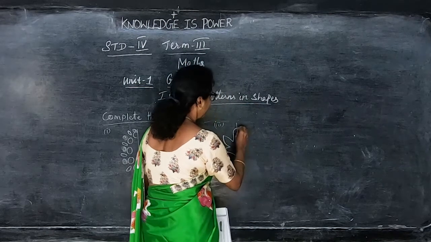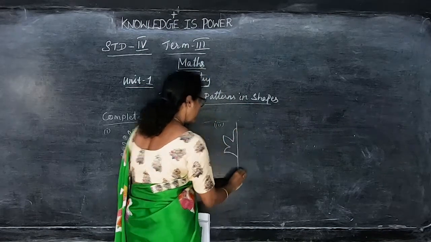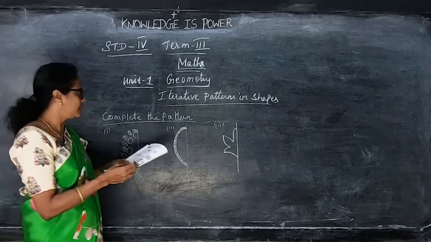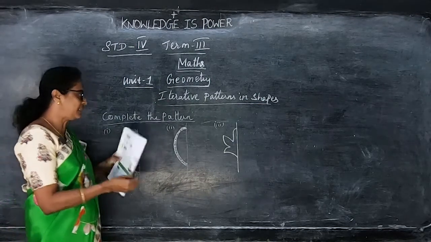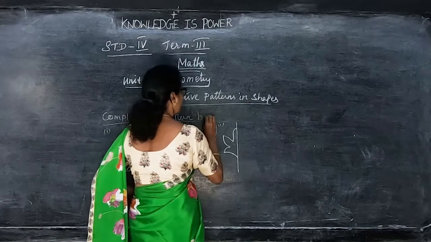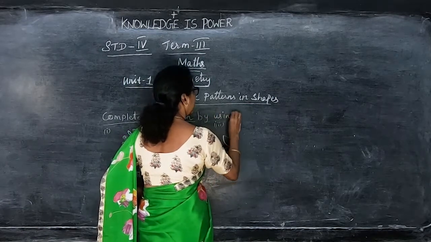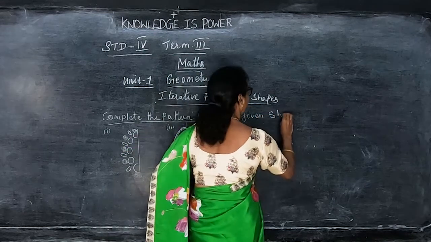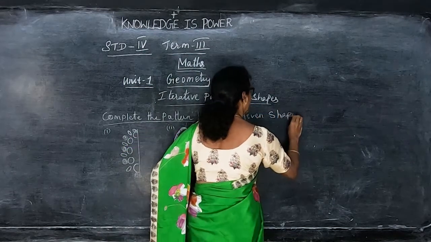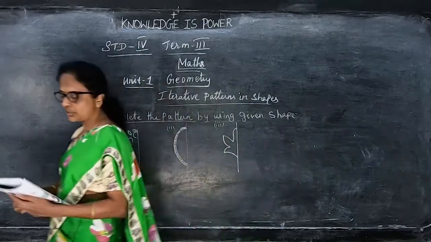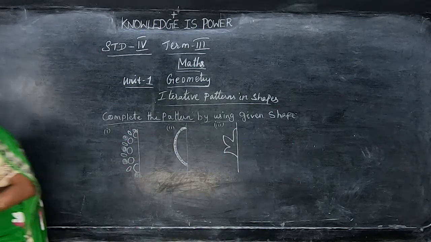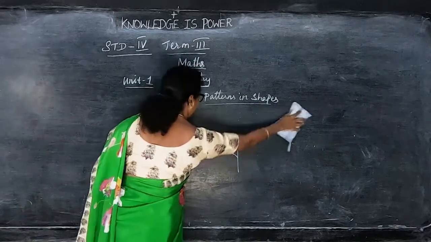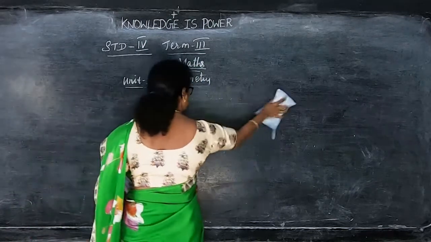On the side, like this, you have to complete another half. Okay, this is called what? Complete the pattern by using the given shapes. In the next half you can draw your shape. Okay, and now the next one is to differentiate and compare the shapes drawn. You draw a shape, so what is the comparison between that shape and this shape?